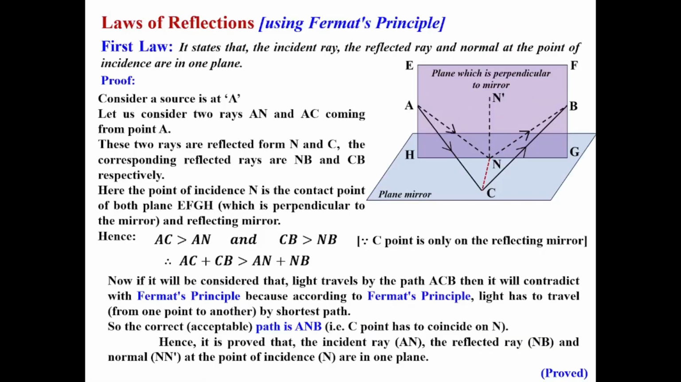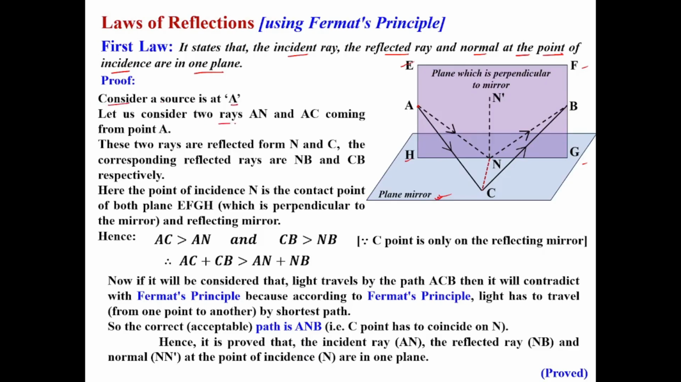Here, the first law states that the incident ray, the reflected ray, and the normal at the point of incidence are in one plane. Just consider this figure. This is the plane mirror. On this plane mirror, EFGH is a plane perpendicular to this plane mirror. A source is present. Same thing I have written over here. Consider a source is at A.